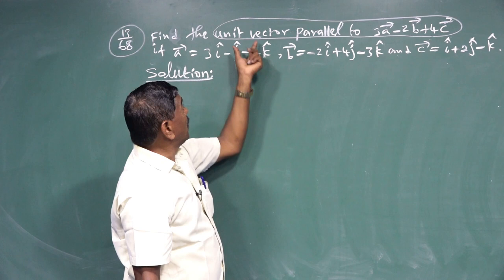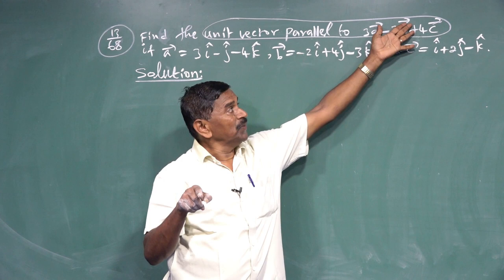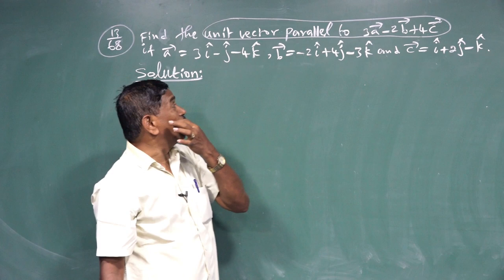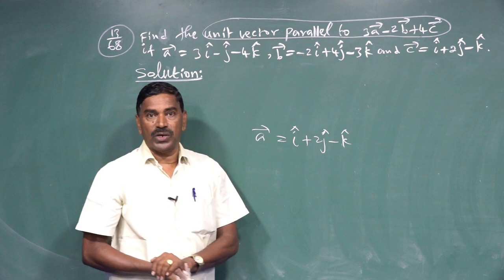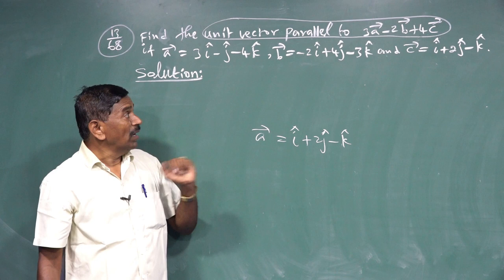First of all, the keyword is unit vector parallel to a vector. Here 3a vector minus 2b vector plus 4c vector is fully considered as one vector, that is, the sum of the three vectors is equal to a vector. First we want to simplify this, then we want to find a unit vector parallel to it. Before that, we need the basic. So listen, for example, a vector is equal to i cap plus 2j cap minus k cap. Now I want to find a unit vector parallel to A vector.